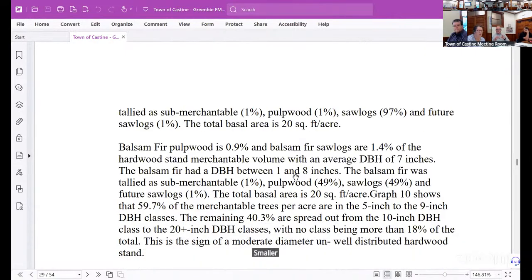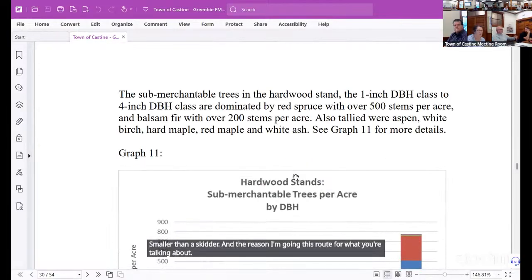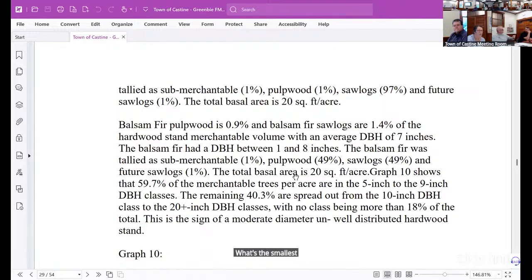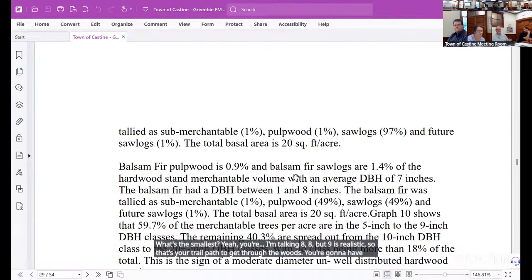Smaller than a skidder, and the reason I'm going this route for what you're talking about: a skidder is 9 feet wide, trail-ish, 8. What's the smallest? Eight to nine is realistic. That's your trail path to get through the woods. A farm tractor is 4 to 5 feet. A horse, a couple of feet, if we can find them.